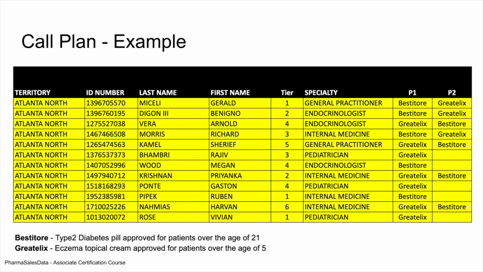Now, this is the call plan pushed down to the sales associate. It is very, very important that the call plan stays on label and does not promote off label. An HCP can prescribe off label, but a sales associate cannot promote off label, and the call plan should not suggest that the sales associate promotes off label.